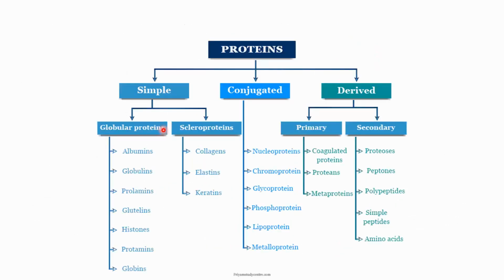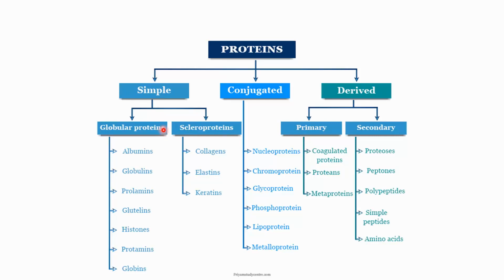So this slide explains the classification of proteins. The proteins can be classified either as simple, conjugated, or derived. As the name suggests, simple is the one that is made up only of amino acids, while conjugated are complex proteins that are combined with non-amino acid substances, which are called prosthetic groups, and an amino acid part.